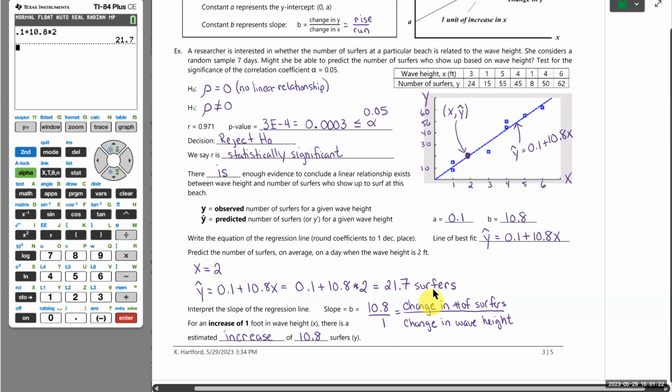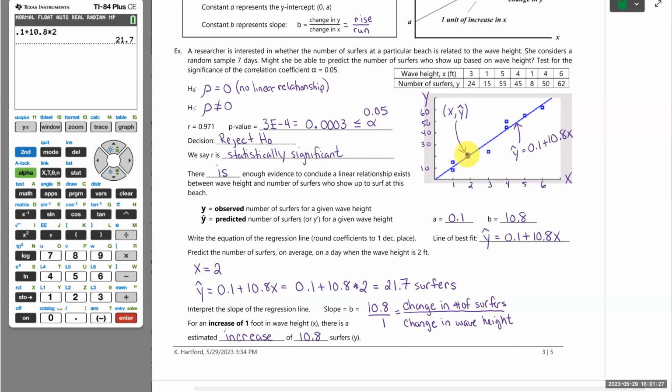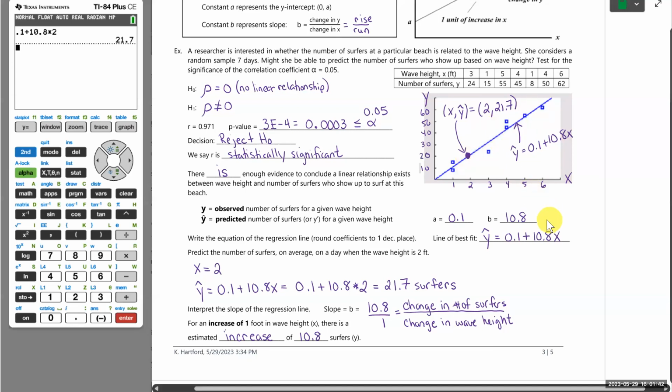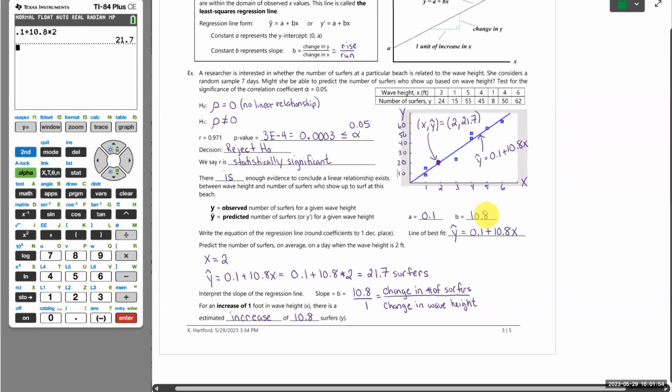So the last thing I'll add here now is just we did find the coordinates of that point. So I just wanted to put that on my picture. So when x is 2, I predicted that 21.7 surfers would show up, and you can check out the video on how to graph that line on your calculator, that regression line, if you would like. But otherwise, that wraps up our beach wave height surfer problem.